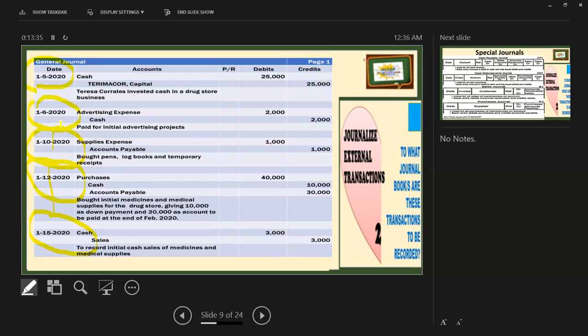You cannot journalize January 6 transaction ahead of January 5 transaction, nor January 10 ahead of January 6 transaction. The journalizing should be in the order of appearance of the events or in the order of the happening of the event. So it is chronological. That is the meaning of chronological.